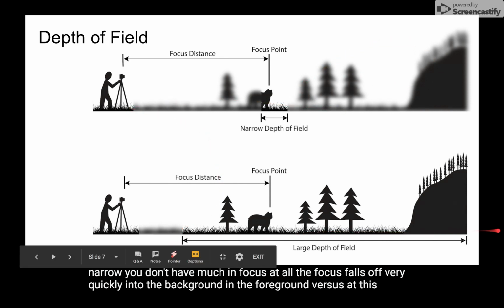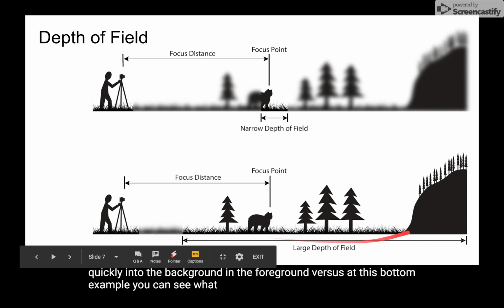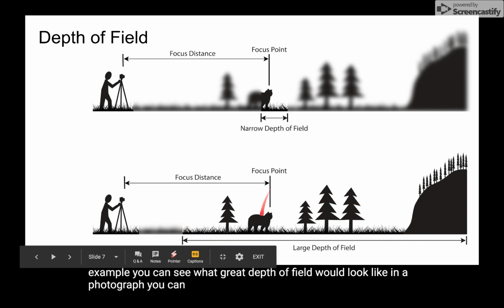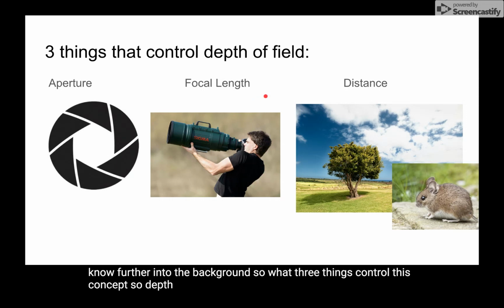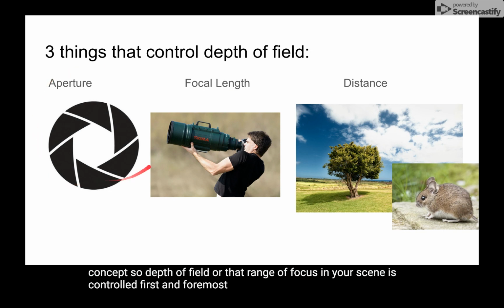Versus at this bottom example, you can see what great depth of field would look like in a photograph. You can see the subject in focus, the background, further into the background. So what three things control this concept? So depth of field, or that range of focus in your scene, is controlled first and foremost by the aperture.